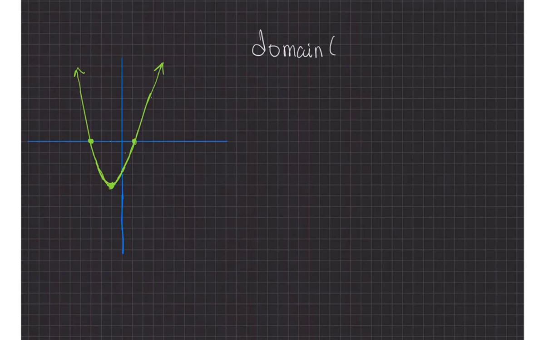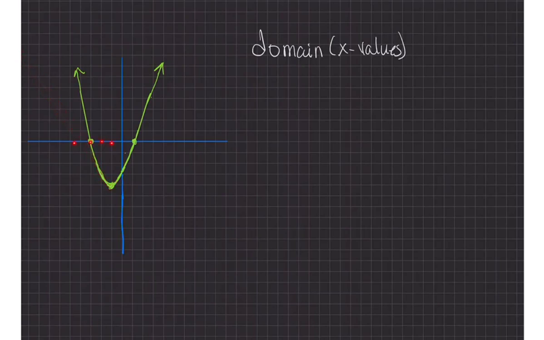So domain, I'm referring to my x values. And when I look at my parabola, I got my little arrows here telling me that this graph is going to go on forever. So I want to see if I can find my smallest x value. So as I go through this graph, I'm going to keep going and going and going.